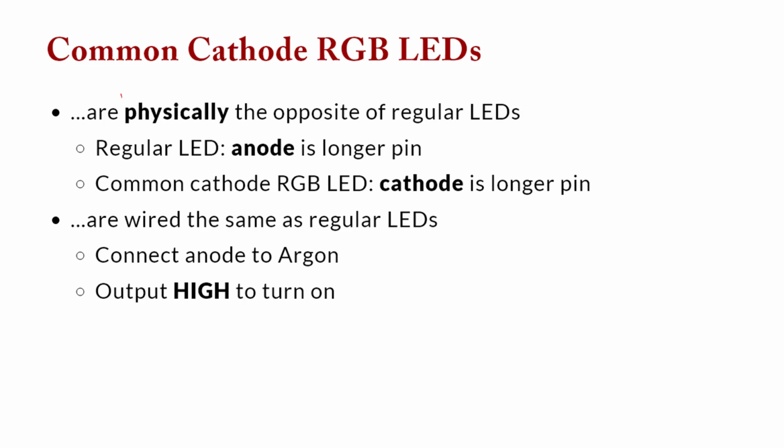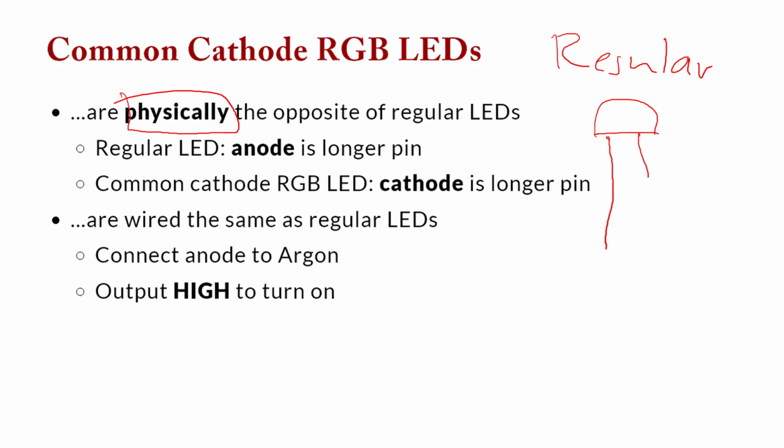Physically, meaning how they look, a regular LED looks the opposite of an RGB LED. If you remember, our regular one has the cap, and then the long pin and the short pin. The long pin is the anode and the short pin is the cathode. So physically, the anode is the longer pin.